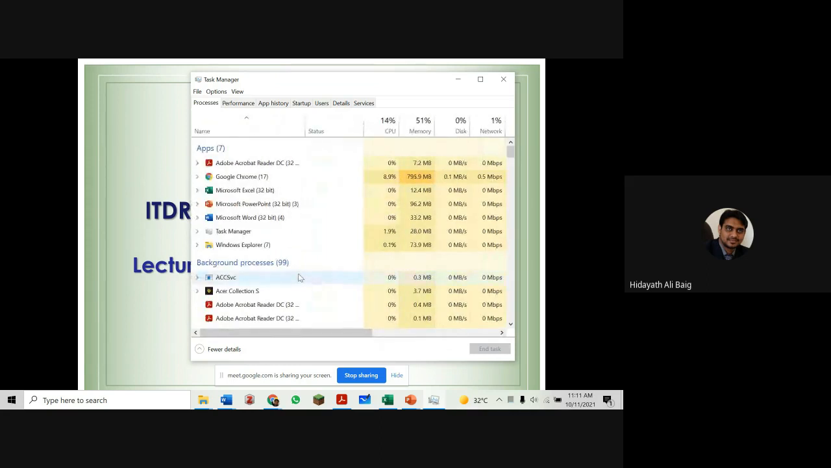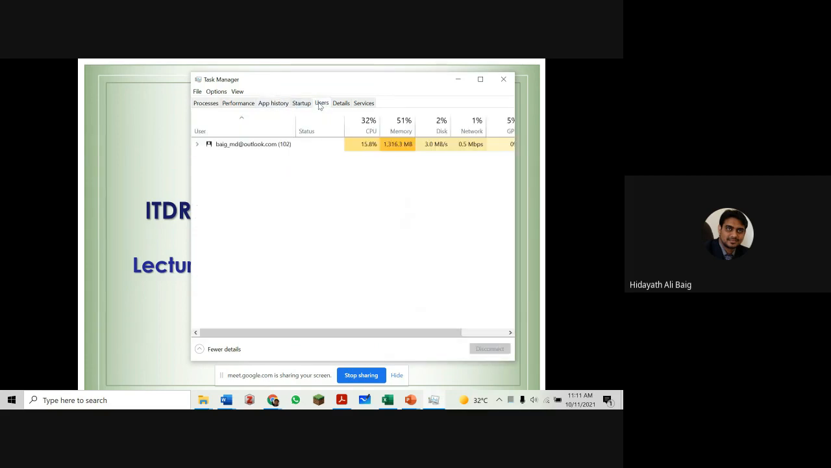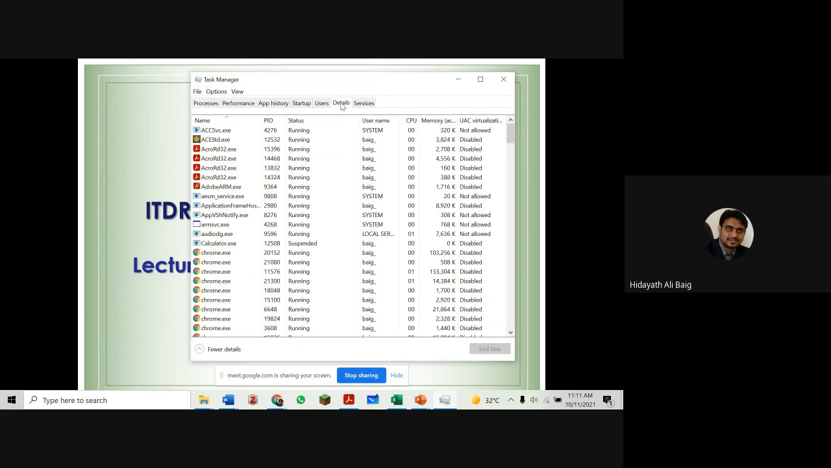I will show you later on in Unix in the virtual machine how we do that, probably on Thursday or possibly next week. Okay, the history, the user details, who is the user using the software, the details: who is the username, how much CPU I'm using, how much memory I'm using.